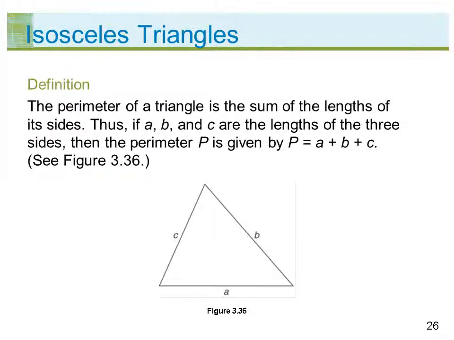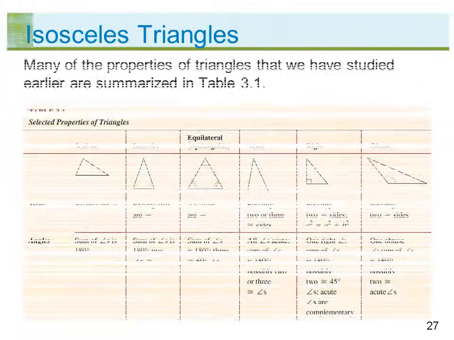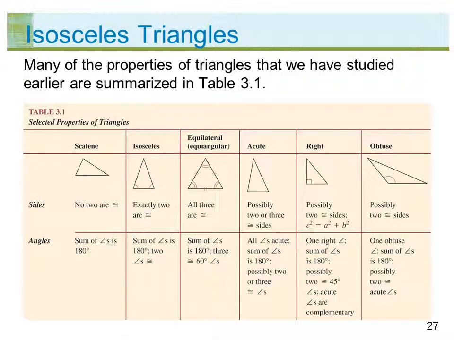Definition. The perimeter of a triangle is the sum of the lengths of its sides. Thus, if a, b, and c are the lengths of the three sides, then the perimeter P is given by P equals a plus b plus c. See Figure 3.36. Many of the properties of triangles that we have studied earlier are summarized in Table 3.1.